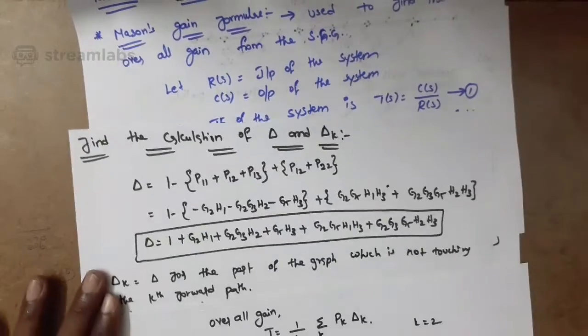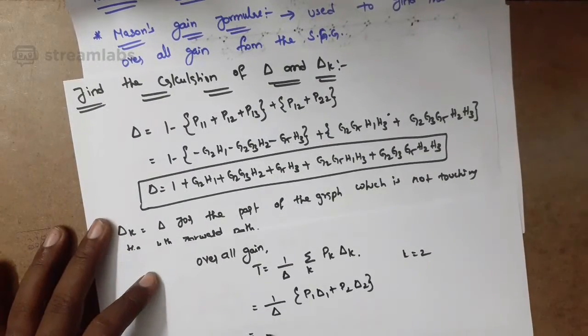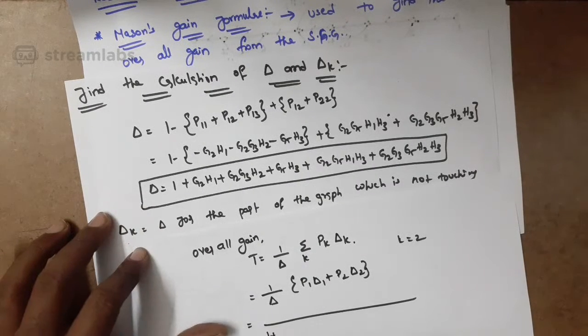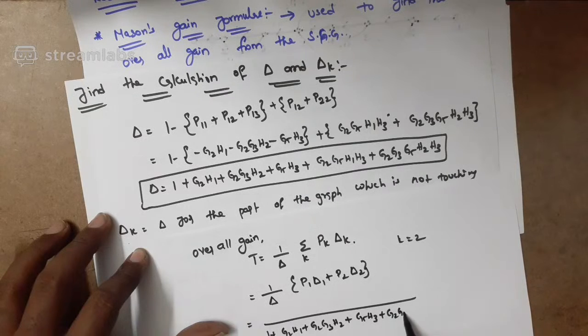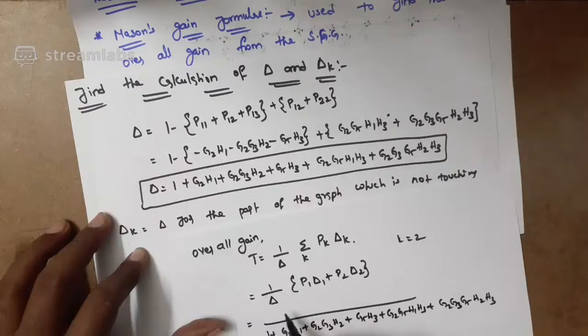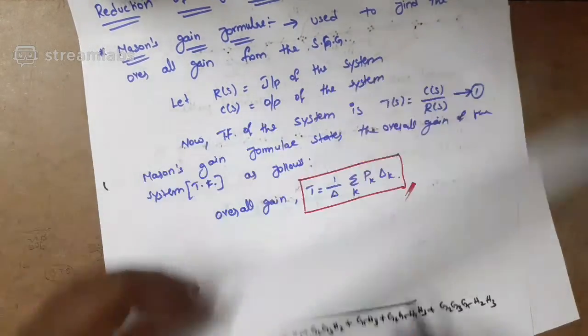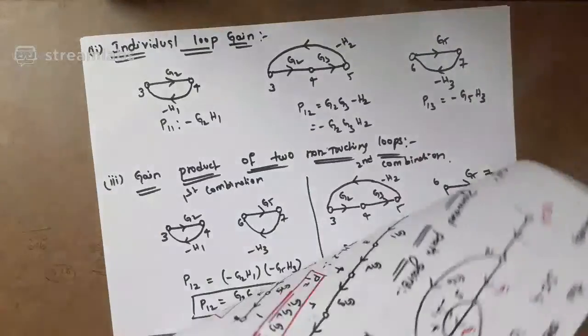Now delta, what is the value of delta? Delta is 1 plus, substitute this delta here, 1 plus G2 H1 plus G2 G3 H2 plus G5 H3 plus G2 G5 H1 H3 plus G2 G3 G5 H2 H3. And P1, what is the P1? We already found the P1 value, forward paths.